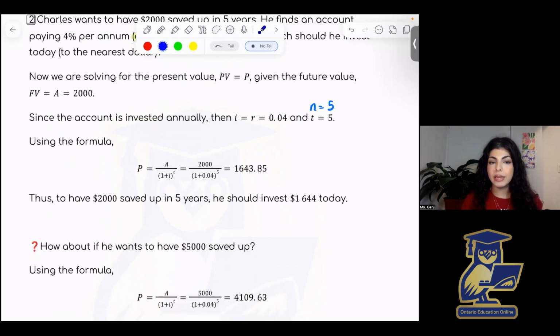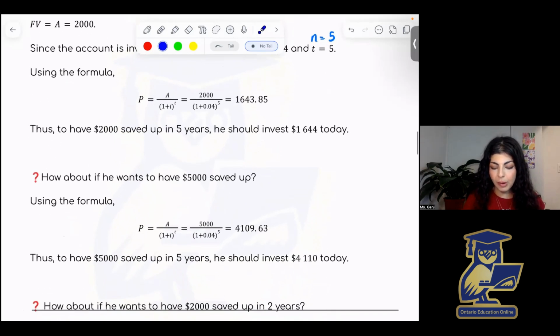How much should he invest today? So again, we're using the formula, but we're just changing the 2,000 to 5,000 now. And again, it's the same 5 years. We're not changing the period of time. We're just saying instead of $2,000, what if he needs $5,000? So that means today he needs to invest $4,109.63, or rounding up, $4,110. So clearly that's a big difference for the amount that he wants, but of course he's going to be saving up more if he's investing more as well.